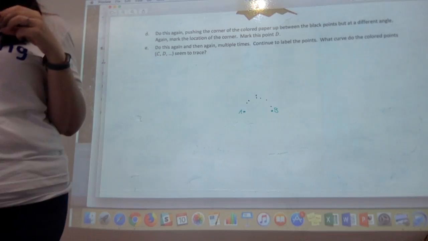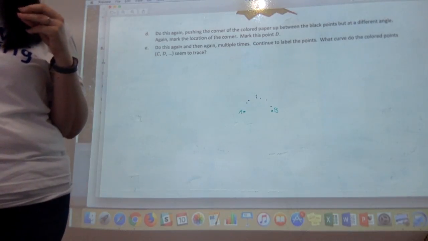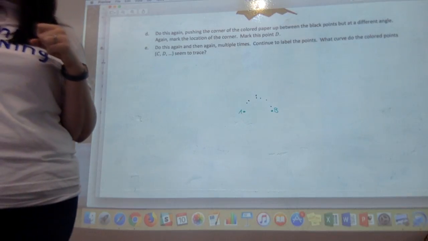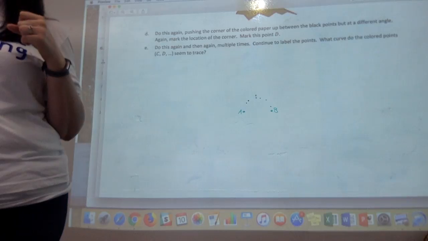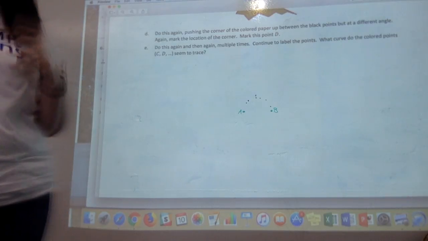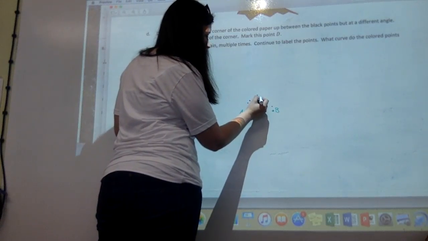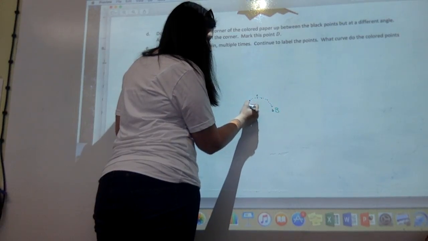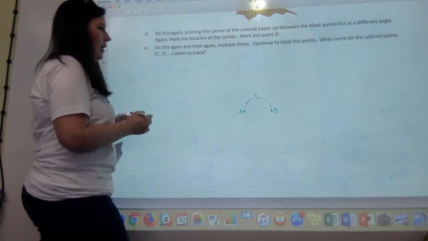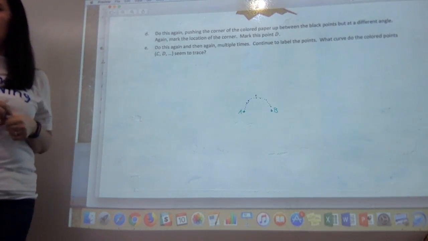What curve do the colored points seem to trace? A circle, a half circle. A half circle, right? So if I trace through these and connect them, they are making a half circle.